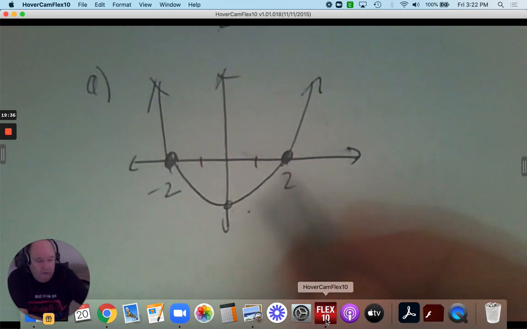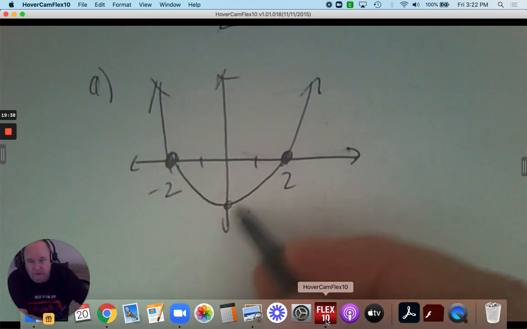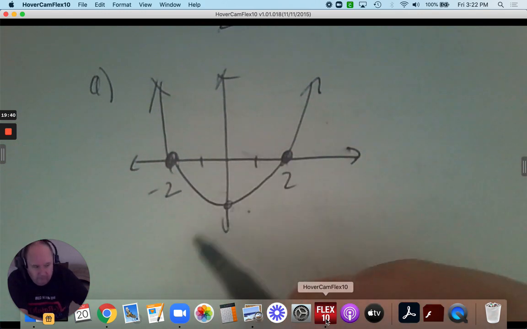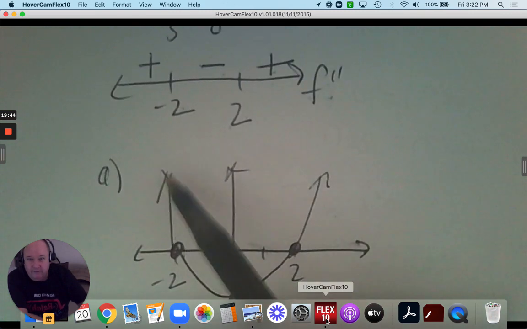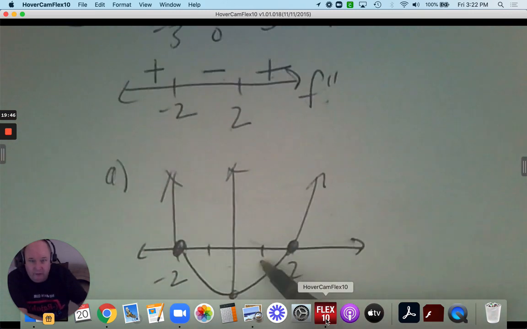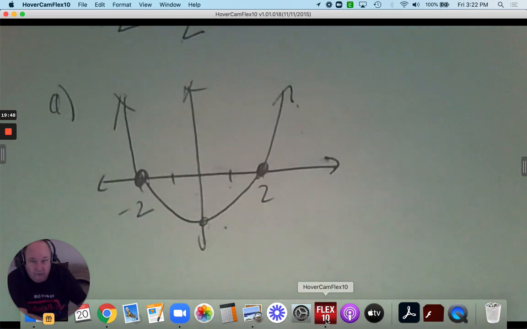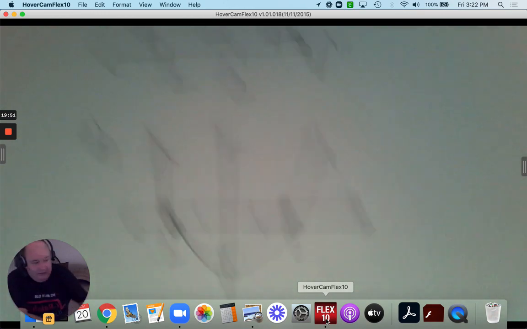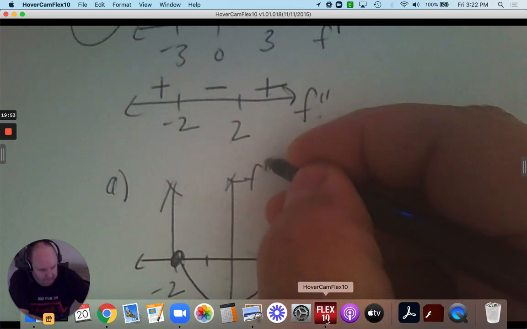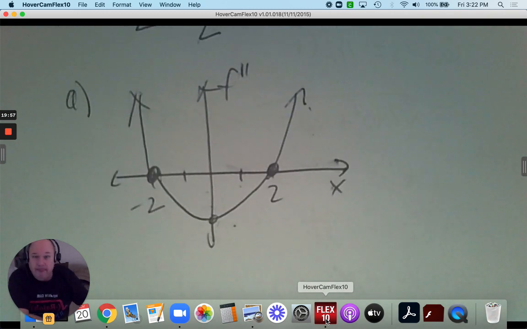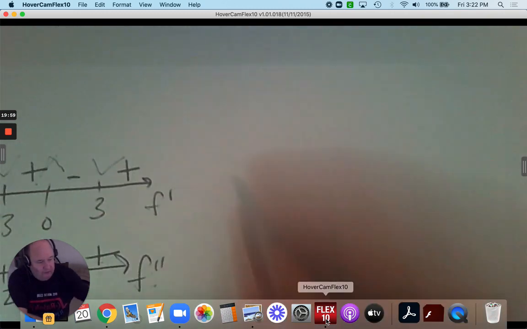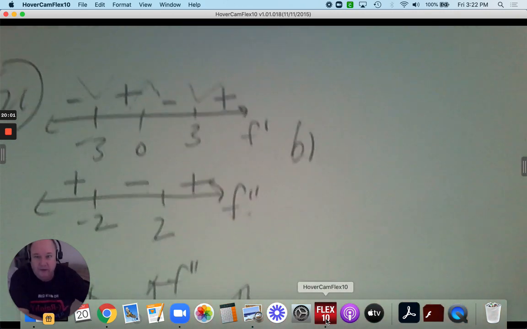So at 0, this represents the point of inflection of the derivative graph. But most importantly, this reflects the number line. It's above, then it's below, and then it's above after 2. So there's the graph of the second derivative. Label it. Now I want to do a graph of the function itself. So I'm going to do it right here beside the number lines because I'm going to use both.